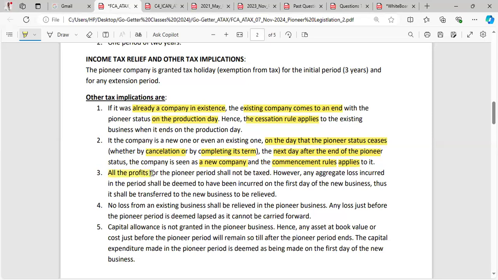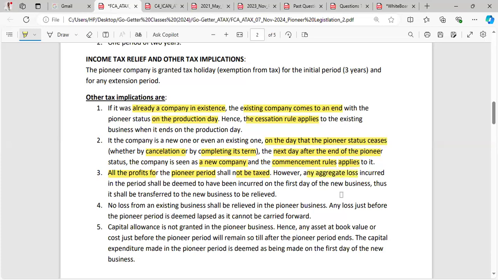All the profits for the pioneer period shall not be taxed. So it means there is nothing like assessable profit, there is nothing like taxable profit, there is no tax, no CIT, no education tax, no police trust fund, no tax. You are enjoying a tax holiday. Now, that is for profit. What about if there is any loss? So we said any aggregate loss.